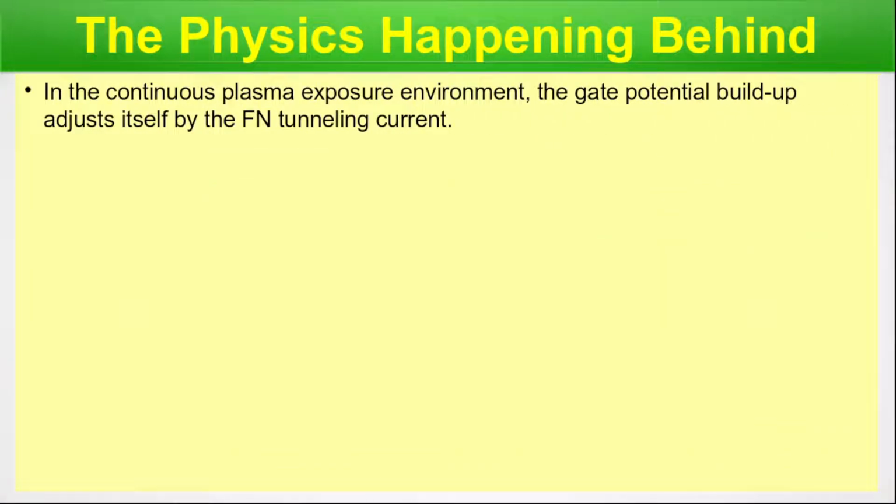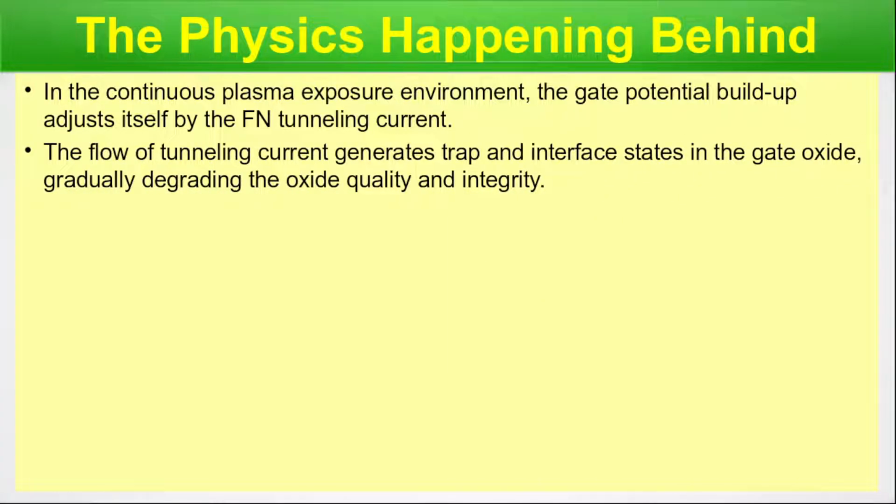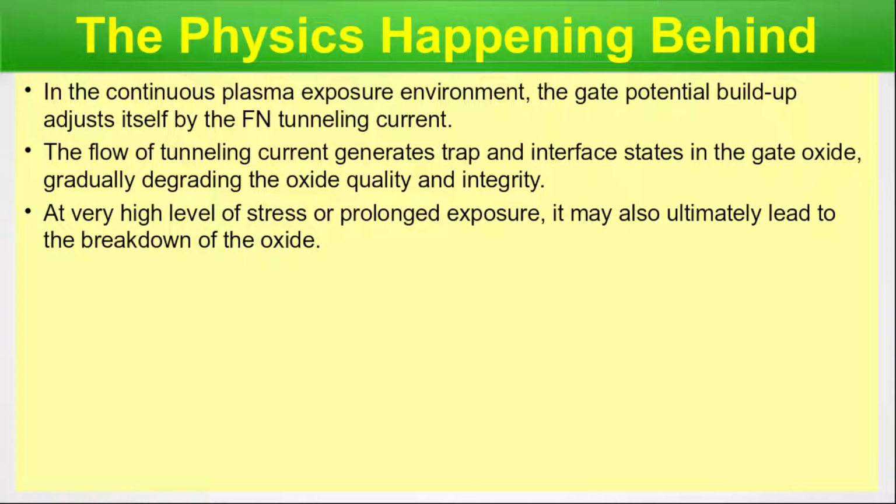In the continuous plasma exposure environment, the gate potential builds up, and adjusts itself by the FN tunneling current. The flow of the tunneling current generates trap and interface states in the gate oxide, gradually degrading the oxide quality and integrity. At a very high level of stress or prolonged exposure, it can ultimately lead to the breakdown of the oxide.